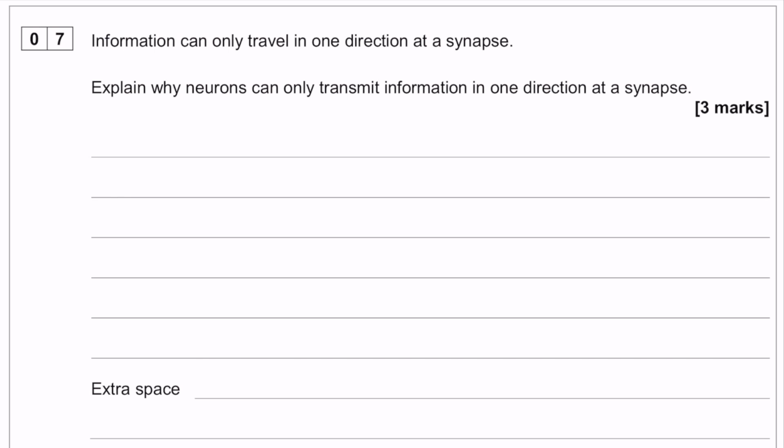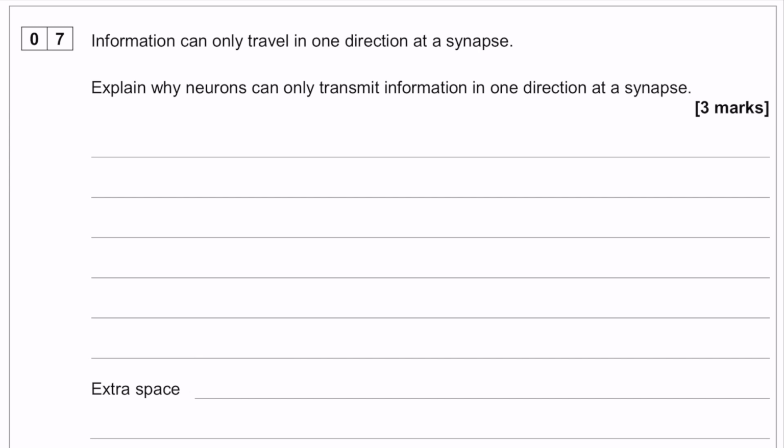Right guys, this is question 7 from the 2018 paper 2. It's a biopsych question, and more specifically it is all about synaptic transmission. Okay, so the question has a little bit of information for you. Information can only travel in one direction at the synapse, and then explain why neurons can only transmit information in one direction at the synapse.